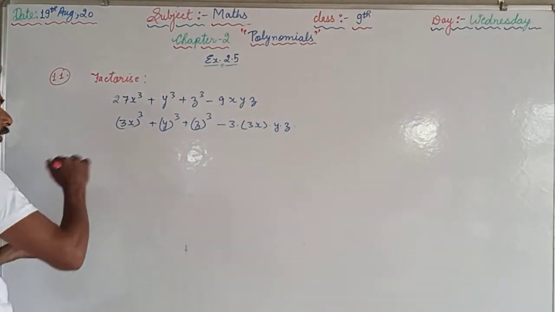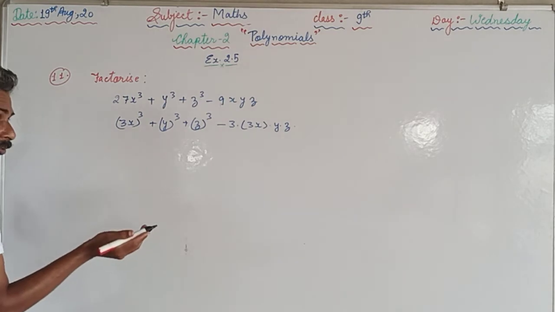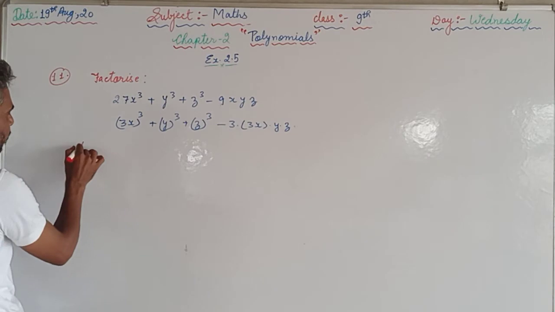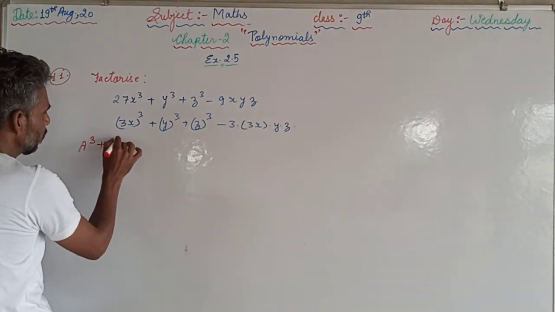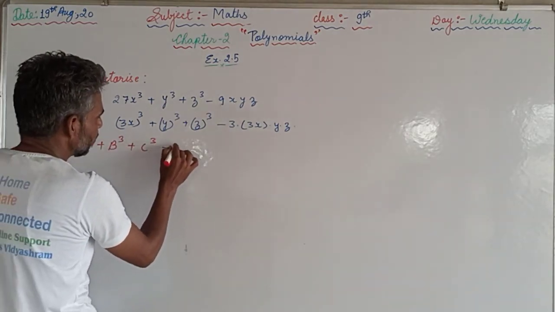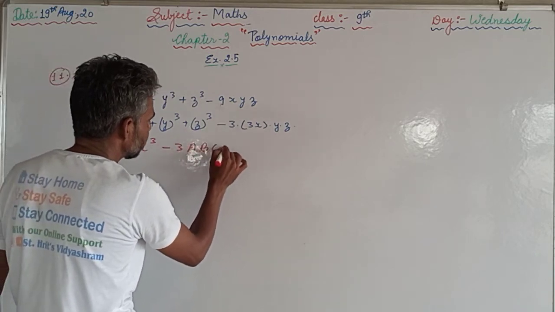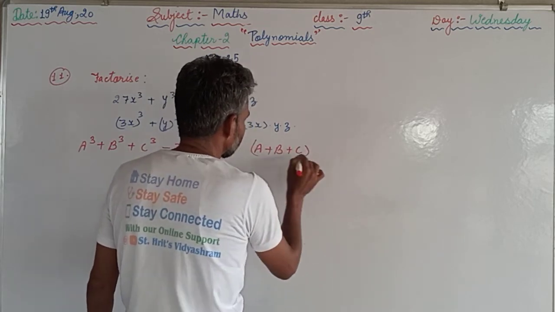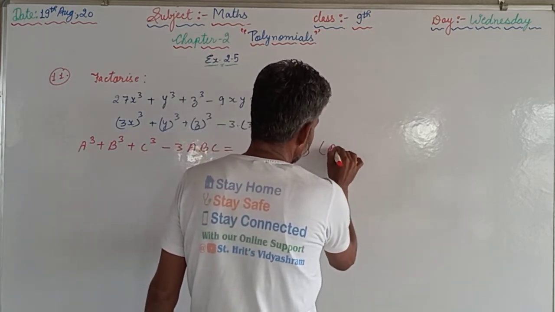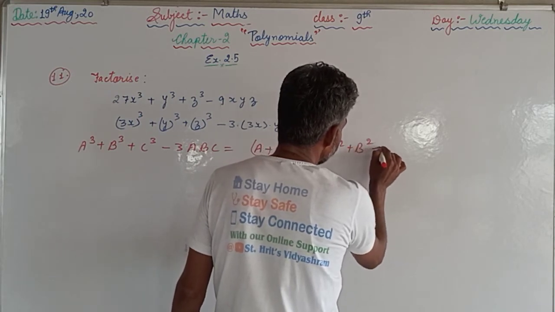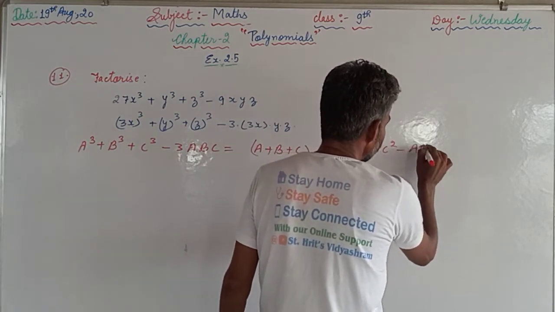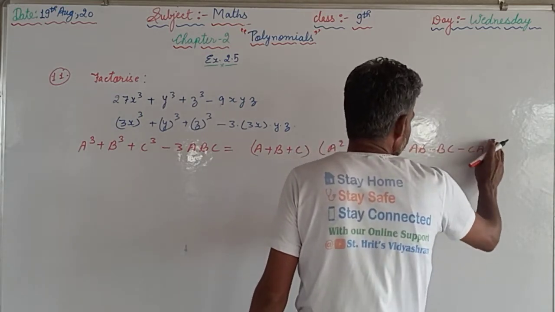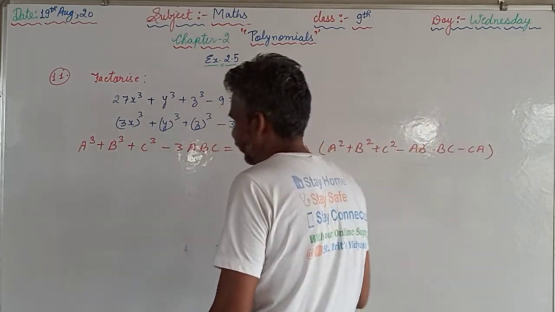So now we come back to the previous question which we have solved right now. The formula we got from there is a cube plus b cube plus c cube minus 3abc is equal to (a plus b plus c) into (a square plus b square plus c square minus ab minus bc minus ca). This formula we are supposed to keep in our mind. Using that only we can factorize this.